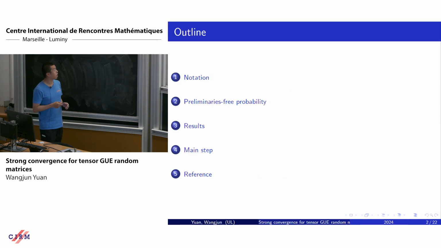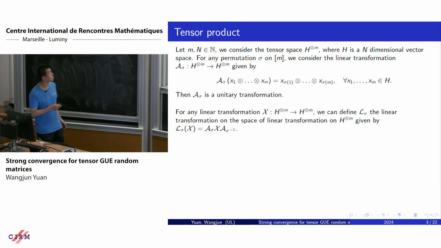Okay, this is the outline of my talk. In order to define my model, I need to introduce a special tensor notation. I will briefly introduce free probability and then talk about our results. I will mainly discuss the key steps of the proof to establish the strong convergence, and also I will provide some references. Okay, let's start with the special notation of tensors.